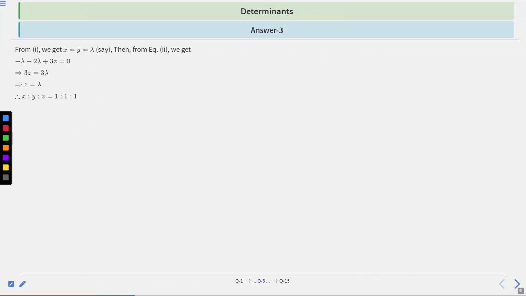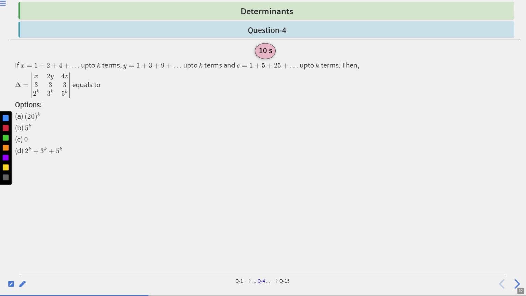Let's move to the next question. Question number 4. If x is equal to 1 plus 2 plus 4 up to k terms and y equal to 1 plus 3 plus 9 up to k terms and z is equal to 1 plus 5 plus 25 up to k terms, then you have to find the determinant value of this, equals to. So you have 10 seconds to solve this question. After 10 seconds, we will discuss the solution.